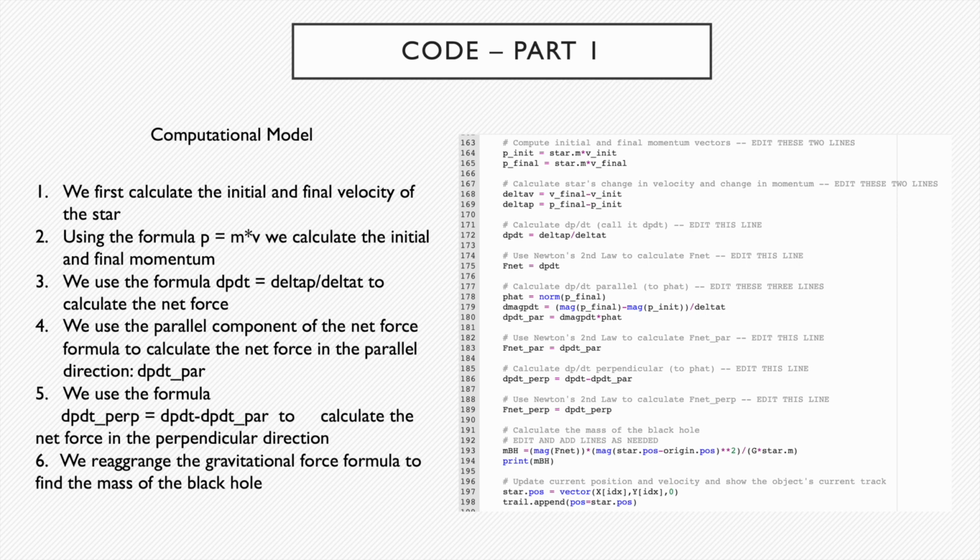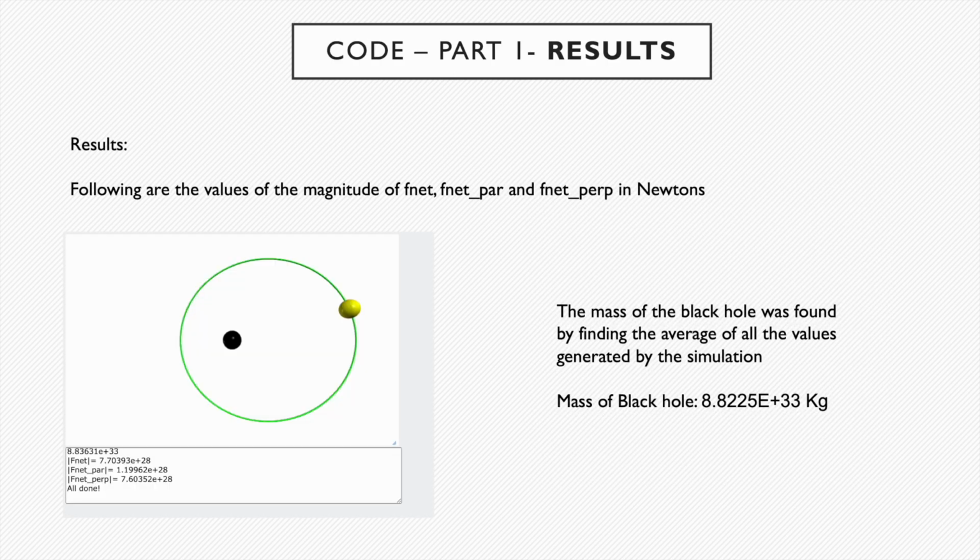Now we use the parallel component of the net force formula to calculate the net force which is parallel to the direction of the motion, which is dp/dt underscore par. Now we use the formula dp/dt perpendicular = dp/dt minus dp/dt parallel. This way we can calculate the net force in the perpendicular direction. Now finally we rearrange the gravitational force formula to find the mass of the black hole, since we know the net force.